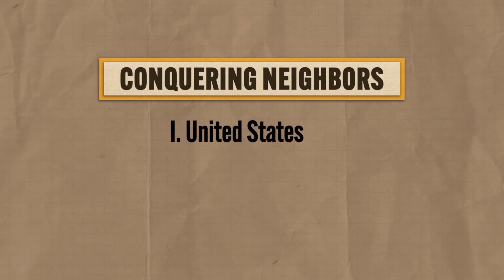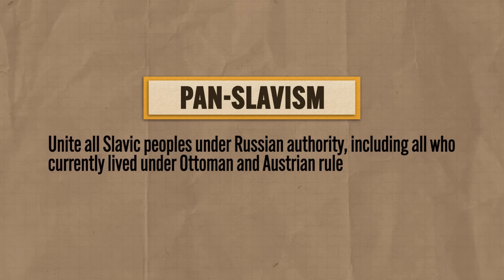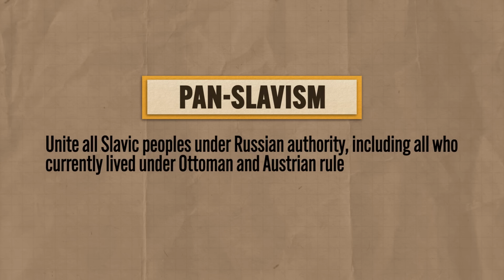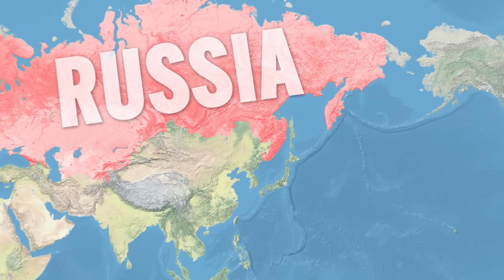And then the second neighbor conqueror you need to know is Russia. So basically, in the second half of the 19th century, after Russia's humiliating loss in the Crimean War, a militant political doctrine known as Pan-Slavism spread among the Russian elite. And the main idea was to unite all Slavic peoples under Russian authority, including all who currently lived under Ottoman and Austrian rule. And so that ideology, along with the desire to achieve great power status on the world stage, led to numerous campaigns to claim neighboring territory.